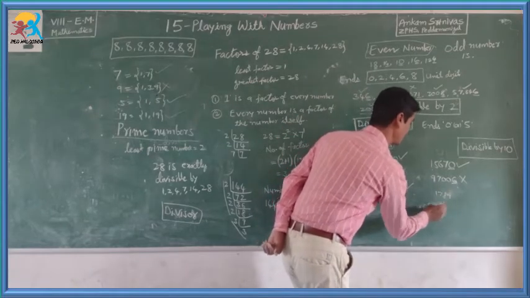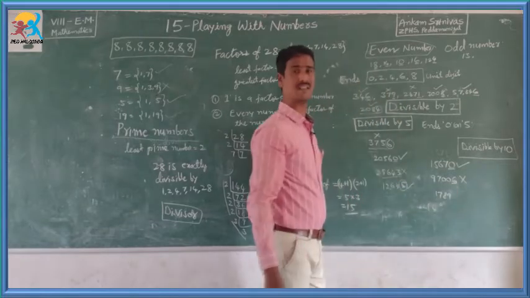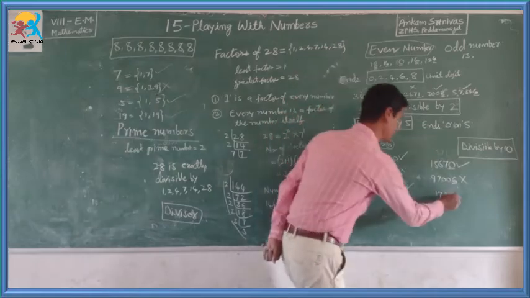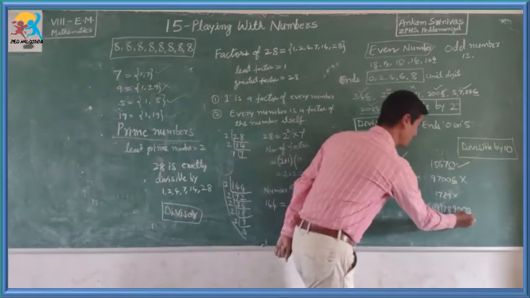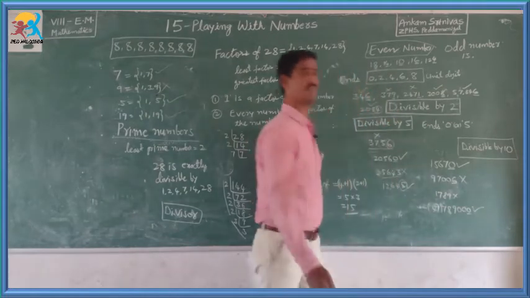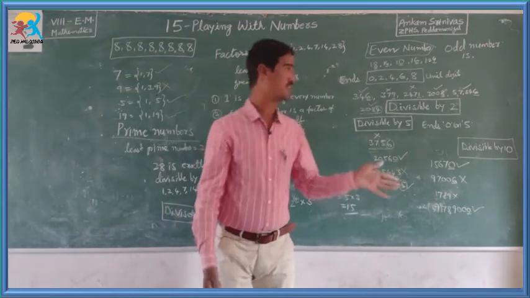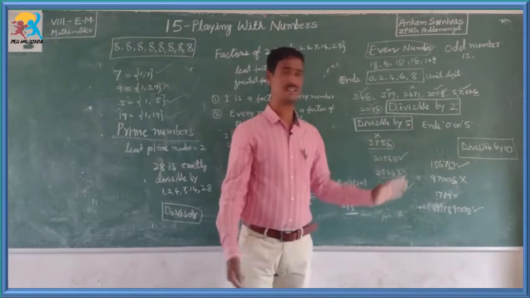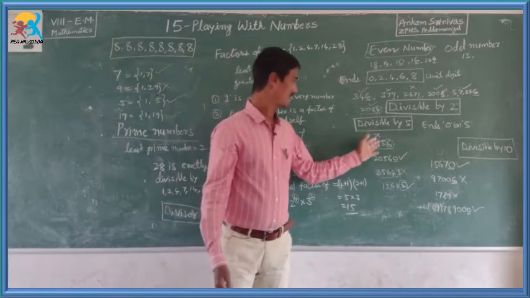1786, 1789. Is it divisible by 10? No, because its unit digit is not 0. Is this one divisible by 10? Yes, because the unit digit of the given number is 0. My dear children, how to check whether a given number is divisible by 2, by 5, by 10, you have to learn in this session.